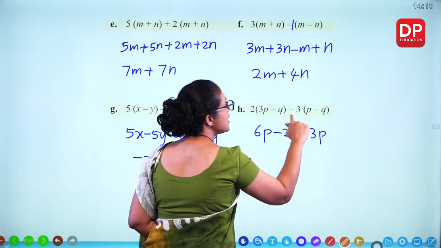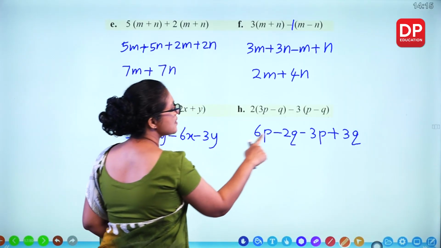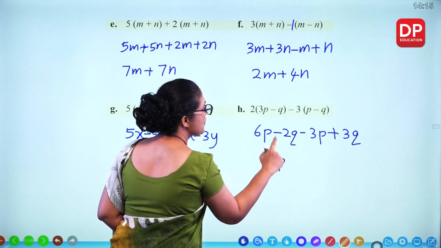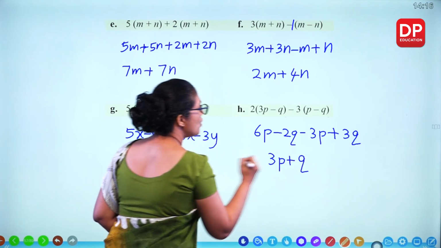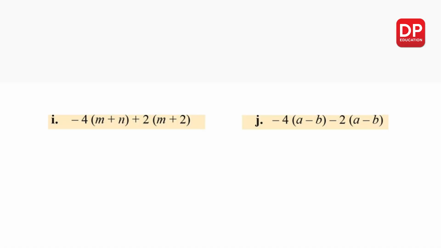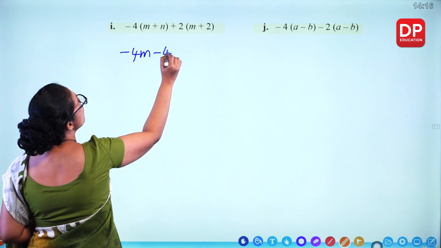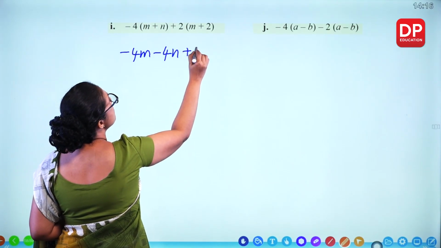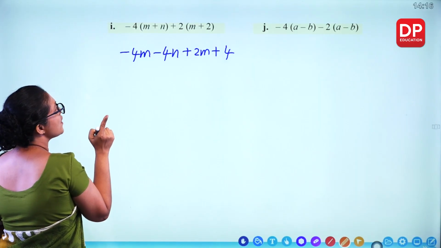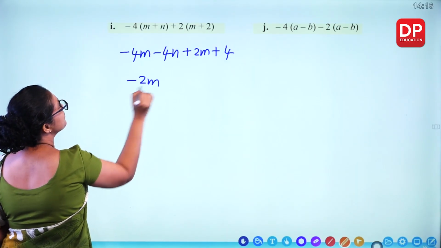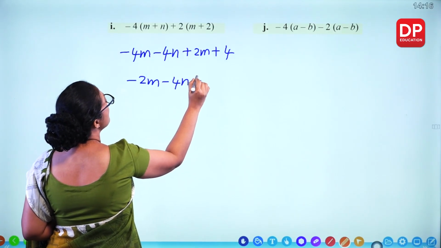This one, 6p minus 2q. Minus 3p. Minus minus plus 3q. Simplify. 6 minus 3, 3p. Minus 2 plus 3, 3 minus 2, plus 1q. So you get q there. This one, minus 4m minus 4n. 2 times m, 2m plus 4. Minus 4n plus 2, minus 2m. Minus 4n is there and plus 4.